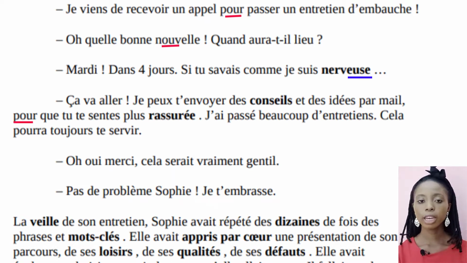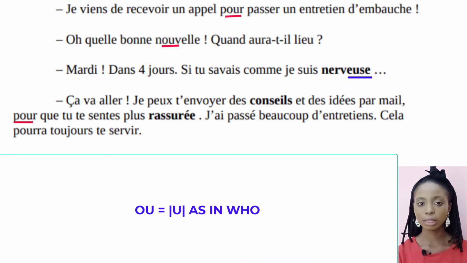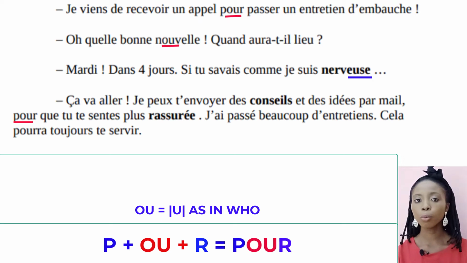Pou. Okay, so let's note again, we have our OU sound, which is our diphthong and it gives the sound OU. So P plus OU, we have pou.